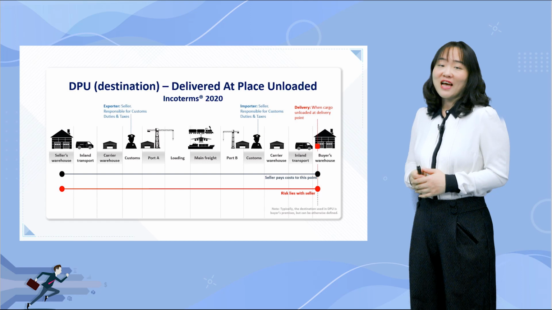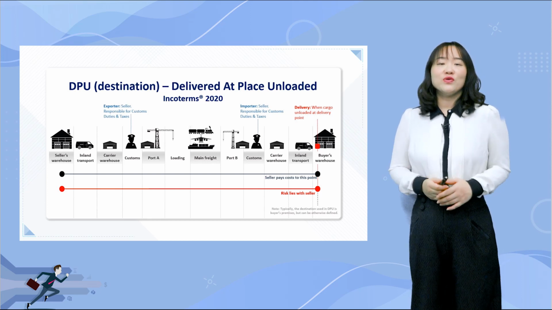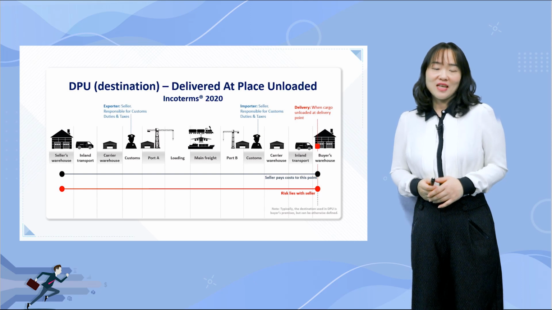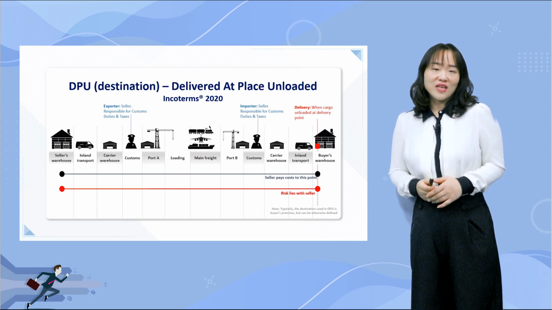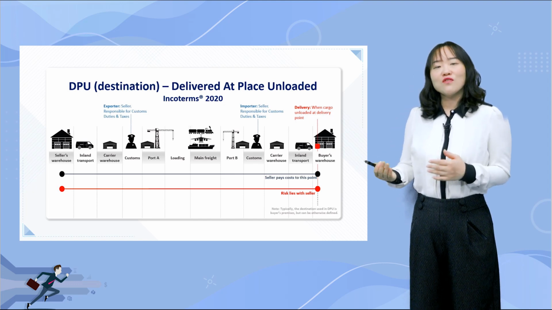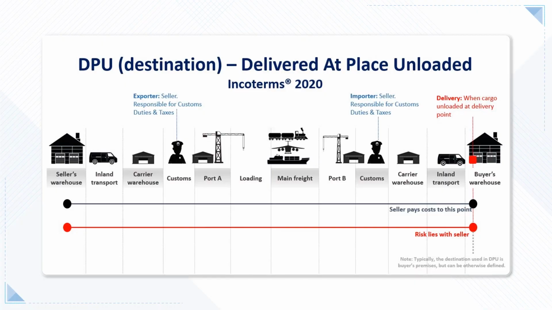DPU, delivered at the place unloaded. DPU is a new term for Incoterms 2020. The seller delivers the goods unloaded at the named place of destination. The seller bears all the costs of transport, export fees, carriage, unloading from main carrier at the destination port and the destination port charges, and all risk until arrival at the named place of destination. While this can happen in any mode of transportation, unloading the goods can happen at the port terminals, warehouse, or transshipment point.